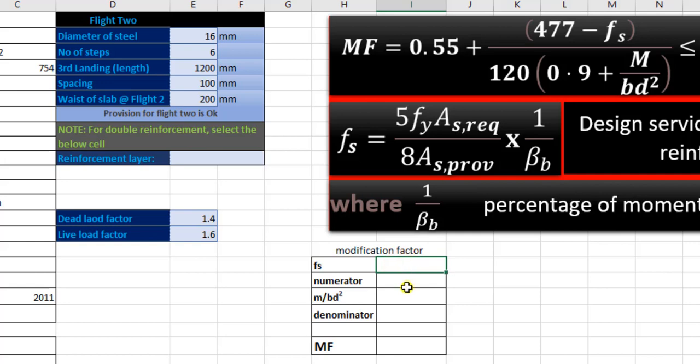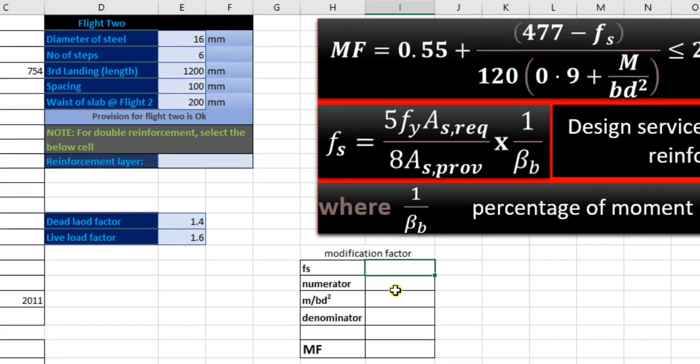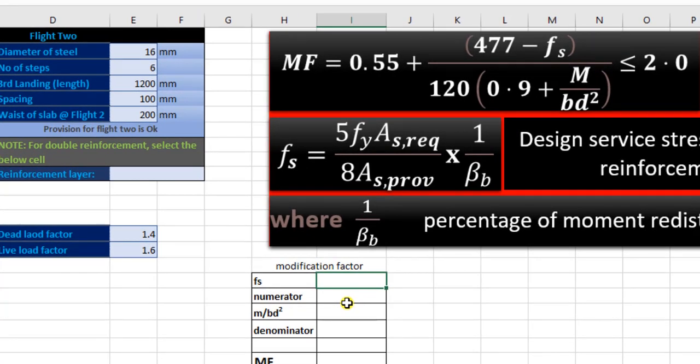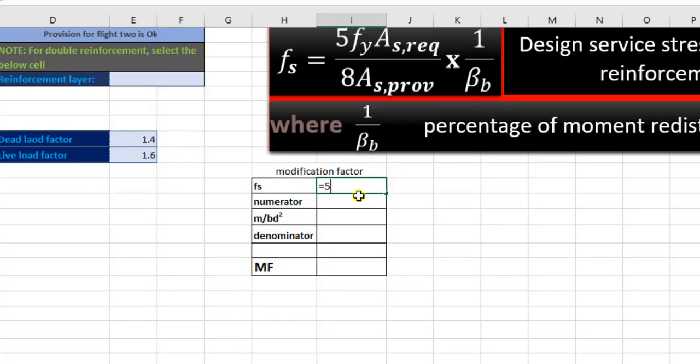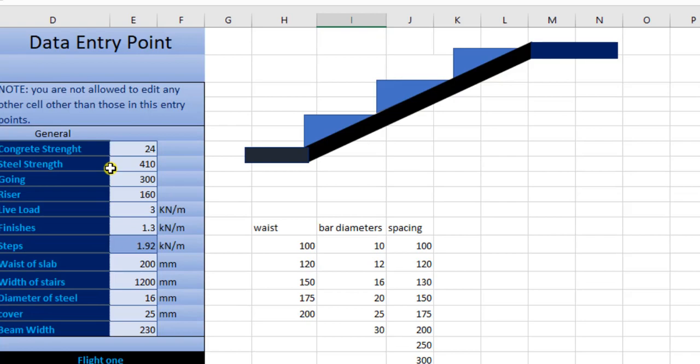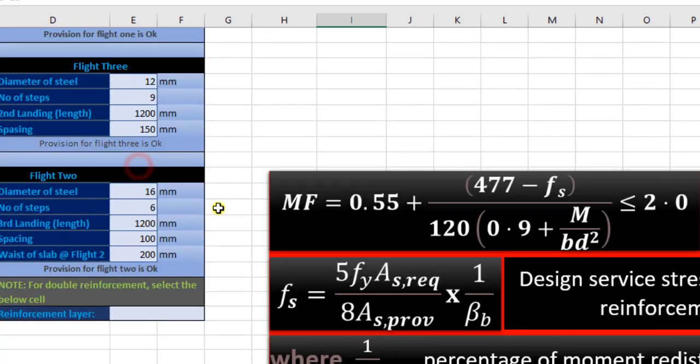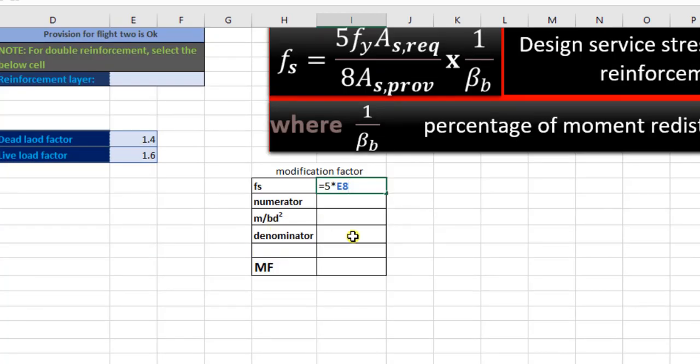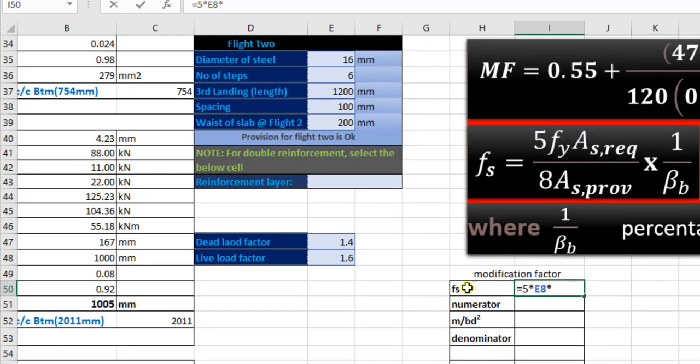So let us enter the formula. Remember, as we are entering a formula in Excel, always start Excel formulas or functions with equals to. So 5 times the steel strength, the characteristic strength of steel, right there, times the area of steel required. Remember, we are entering FS, area of steel required for span 2.